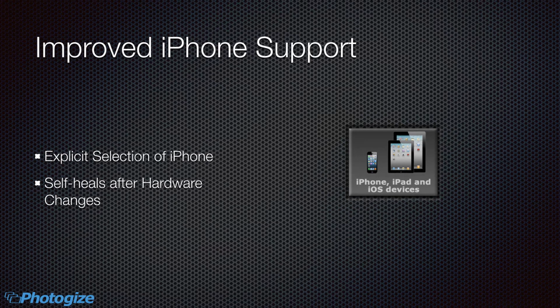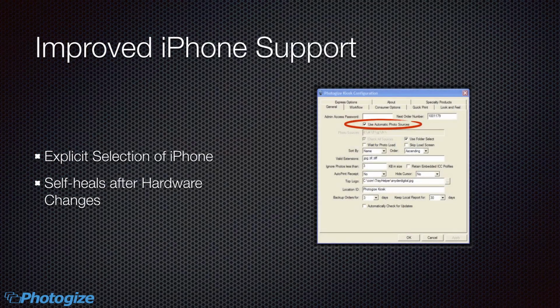One of the problems we had with the previous iPhone kit and the previous kiosk software was that if you made a lot of hardware changes, the configuration kind of went south, and it had to be reconfigured in order for it to work. So in order for the new features of the iPhone kit to work, you again need to check this Use Automatic Photo Sources, which is on the General tab in the Photogize Kiosk configuration page. Make sure you check that, and the iPhone kit is going to work a whole lot better.